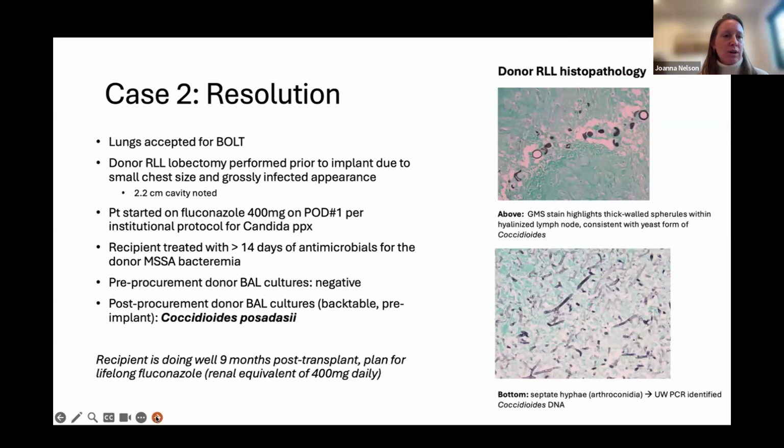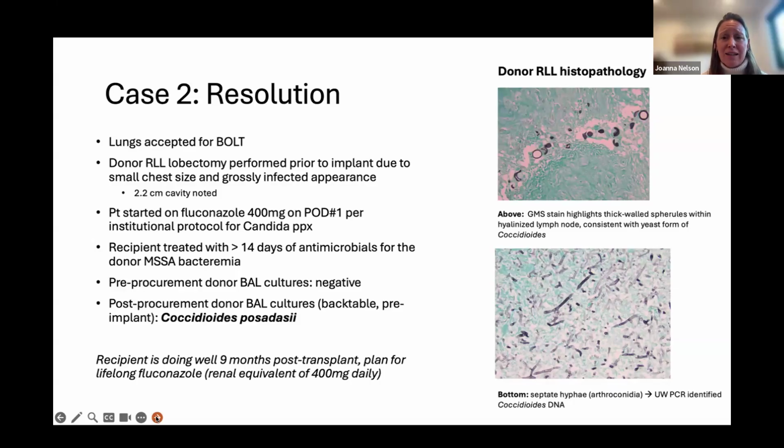Okay, so ultimately the lungs were accepted for bilateral lung transplant. The donor had a right lower lobe lobectomy performed prior to implant due to the small chest size and grossly infected appearance. A 2.2 centimeter cavity was noted. Our recipient was started on fluconazole post-op day 1, which is the institutional protocol for Candida prophylaxis. The recipient was also treated for over 14 days for the donor MSSA bacteremia. The pre-procurement donor BAL cultures were negative, but our post-procurement donor BAL cultures, done at the time of OR implantation, were positive for Coccidioides posadasii.